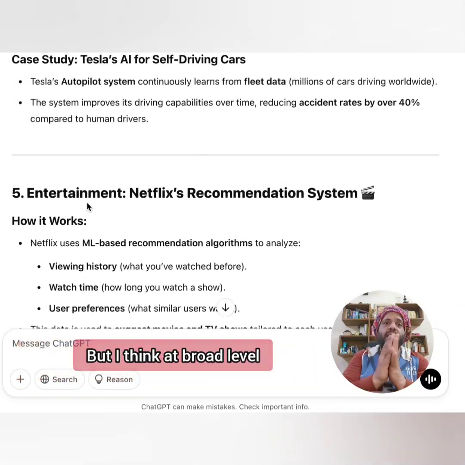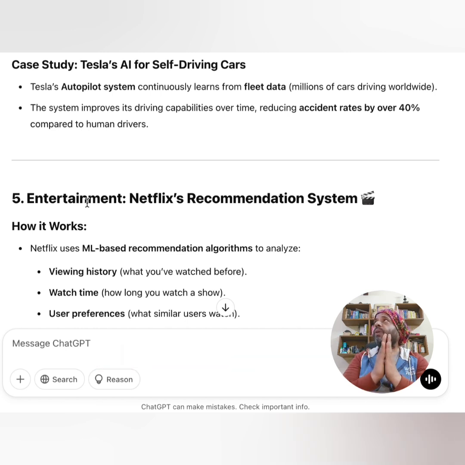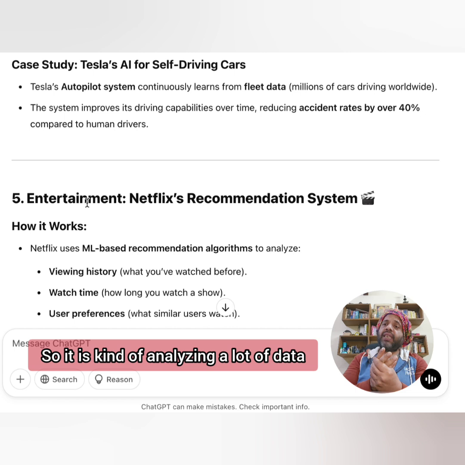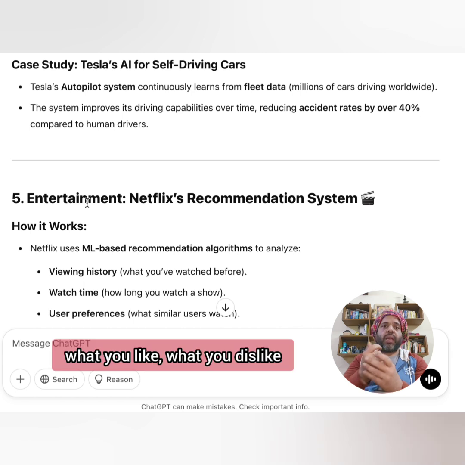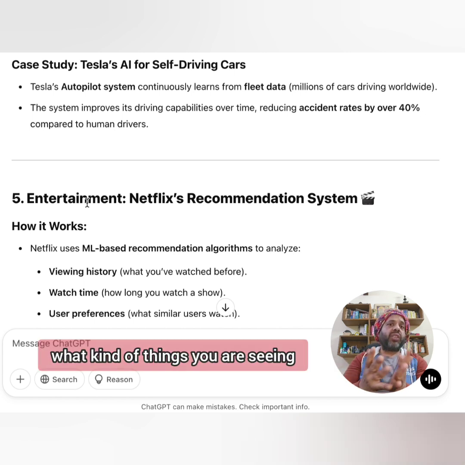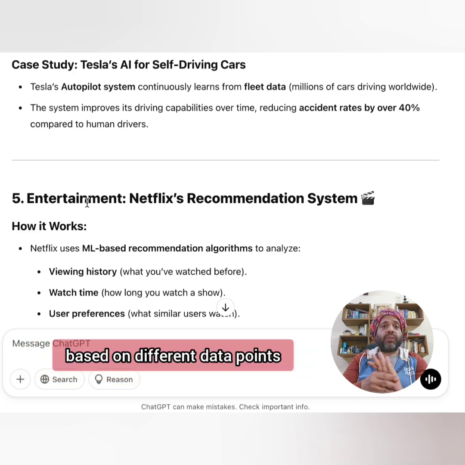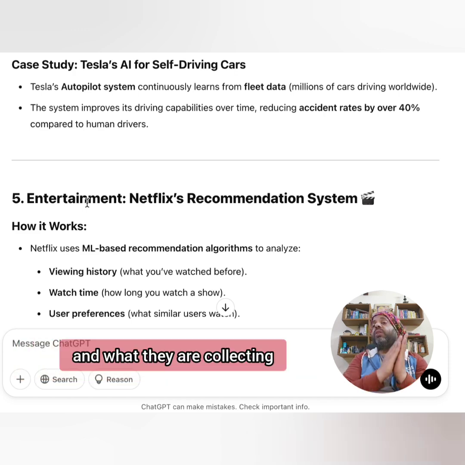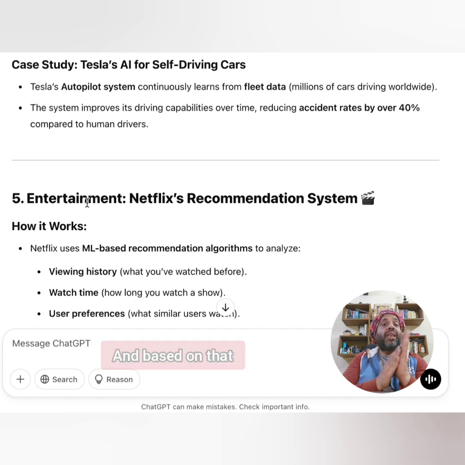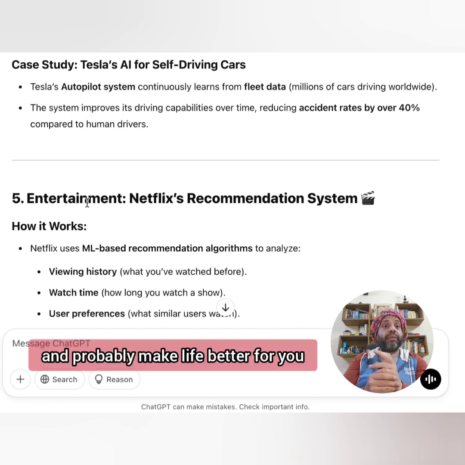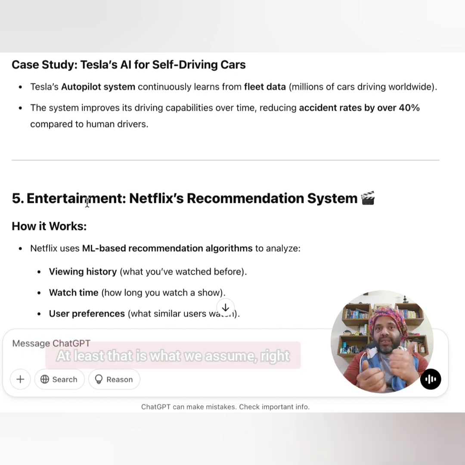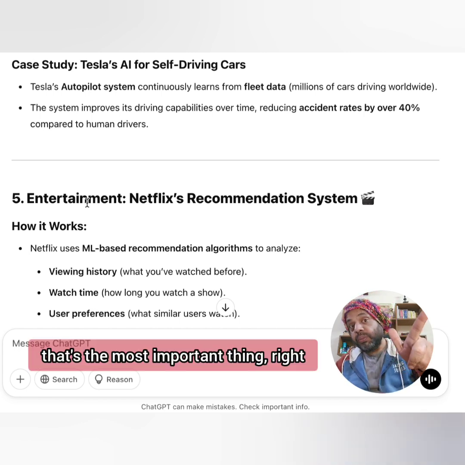But I think at a broad level, all these examples give us a fair idea about what machine learning is, right? So it is analyzing a lot of user data, from what you like, what you dislike, your purchase history, what kind of things you are seeing. Every company would have a different algorithm based on different data points that matter to them and what they are collecting, and based on that they are trying to give you the best experience of their service, their product, and probably make life better for you. At least that is what we assume, right? And of course, their revenue as well. That's the most important thing, right?